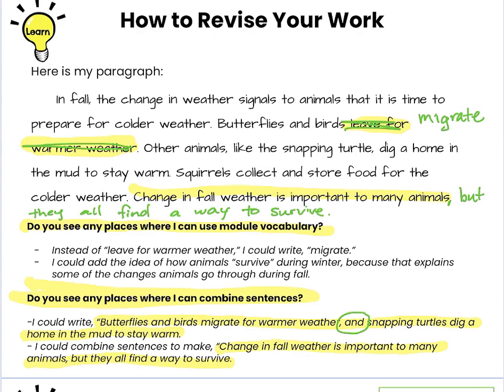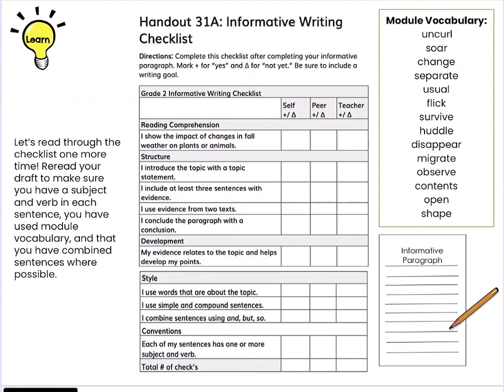And that's how you revise your work or make changes. This is just like our editing that we do with our detective journals. Now it's your turn to check your writing. Let's read through the checklist one more time, and then you will reread your informative paragraph draft to make sure you have a subject and verb in each sentence. You have used module vocabulary and that you have combined sentences where possible. So we want to see some of those compound sentences with the conjunctions.